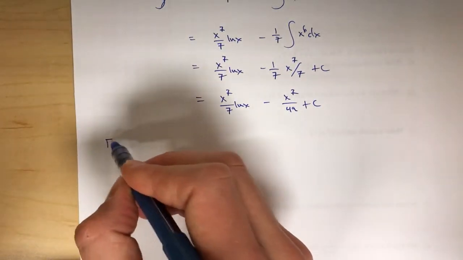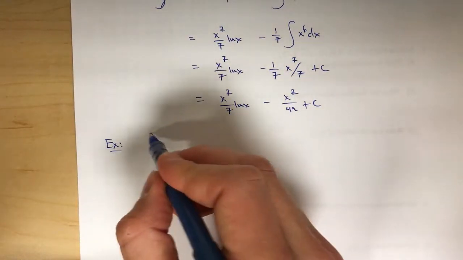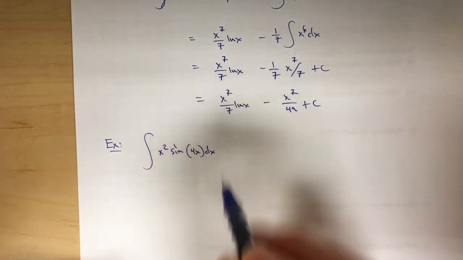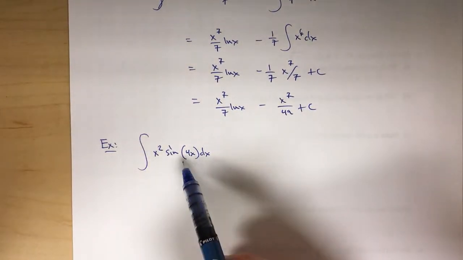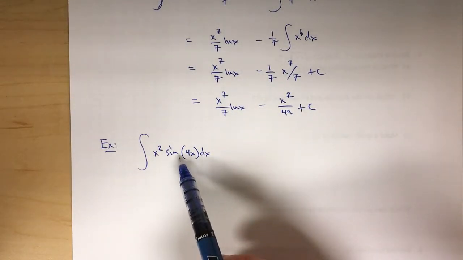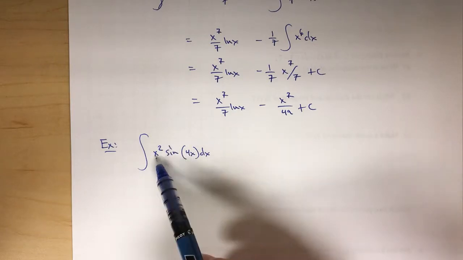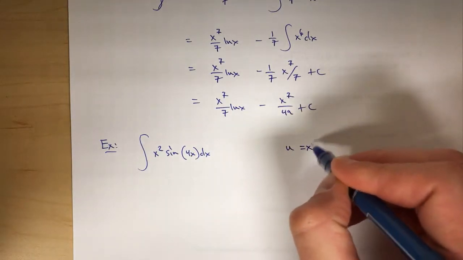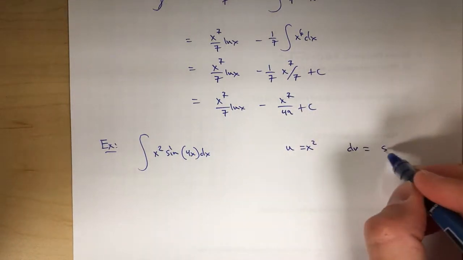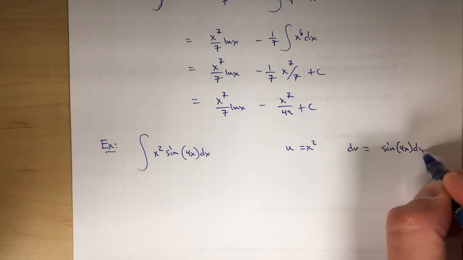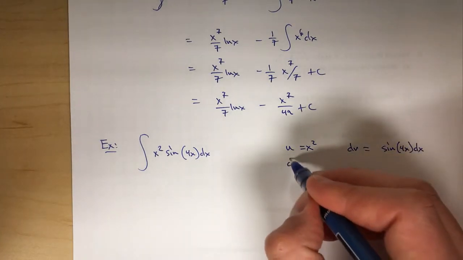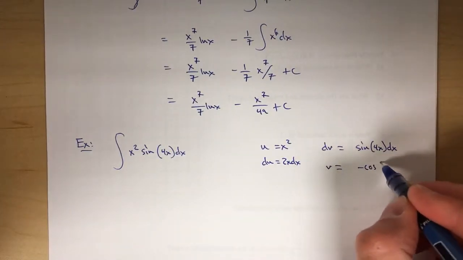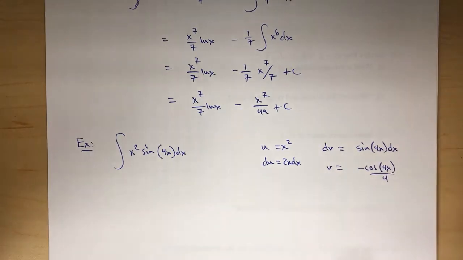Let's try one here. Let's try the antiderivative of x squared times sine of 4x dx. Now, I don't think that I want u to be this, because then I'll have a cosine x, whereas if u is x squared, I might have better luck. So let's let u be x squared and dv be sine of 4x dx. Then du would be 2x dx, and v would be negative cosine of 4x divided by 4.